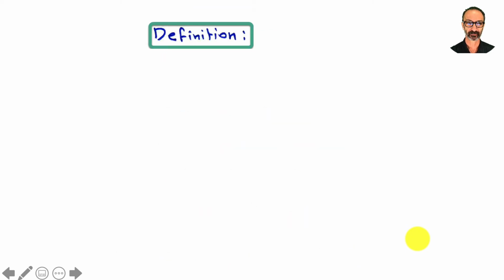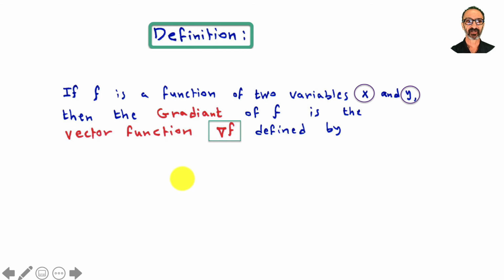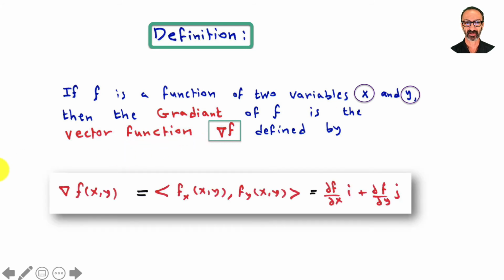Definition. If f is a function of two variables, x and y, then the gradient of f is the vector function defined by the following. So del f is a vector function of fx and fy. Differently, it's a vector function: df/dx, that's fx right here. I'm reading it in short, fx, instead of the first derivative of f with respect to x, times i, plus fy times j, because those are the vectors i and j. You can use these symbols, or you can write i and j.